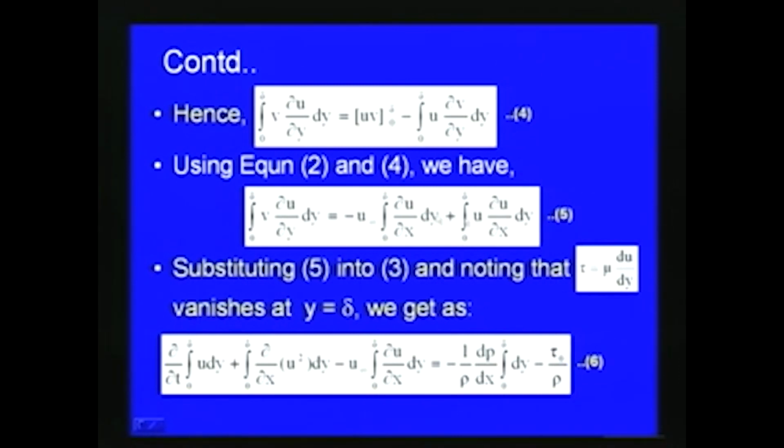Now this approximation is put in the earlier equation number 3. So, substituting 5 into equation number 3, and noting that here we use Newton's law of viscosity, tau is equal to mu du/dy, and noting that tau is equal to mu du/dy at y equal to delta, we can write equation number 3 as ∂/∂t integral 0 to delta u dy plus integral 0 to delta ∂/∂x u square dy minus u infinity integral 0 to delta ∂u/∂x dy is equal to minus 1 by rho dp/dx integral 0 to delta dy minus tau 0 by rho.